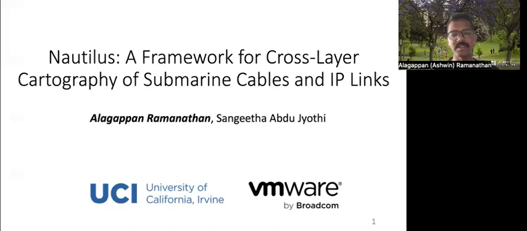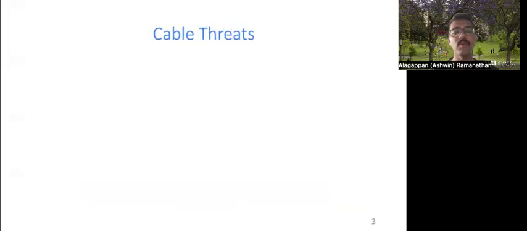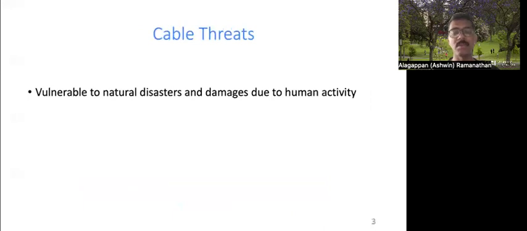The paper I'll be presenting today is titled Nautilus, a framework for cross-layer cartography of submarine cables and IP links. Submarine cables form the backbone of the internet infrastructure, carrying more than 95% of the intercontinental traffic. However, this critical infrastructure is vulnerable to natural disasters and damages due to human activity.